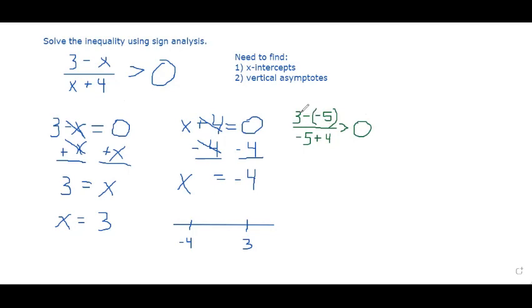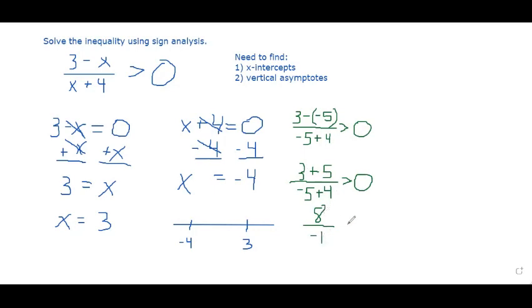So now 3 minus -5, if we have minus negative, this actually turns into addition. So that becomes 3 plus 5, because the rule is if you subtract a negative number, that's the same as adding the positive number. So we're going to add 5 to the 3. And then here we bring down the -5 plus 4, which is greater than 0. So now let's add 3 plus 5, that's 8. -5 plus 4, that's -1.